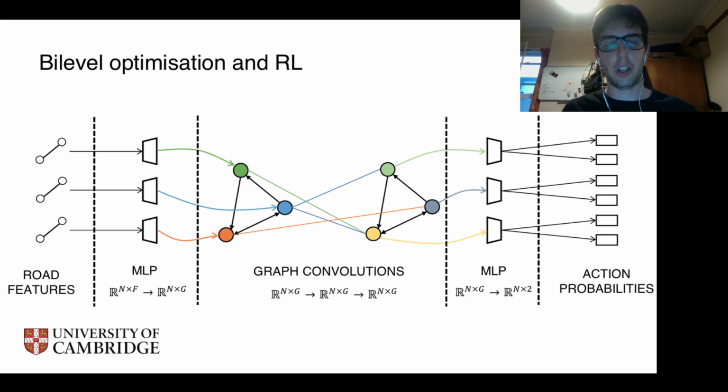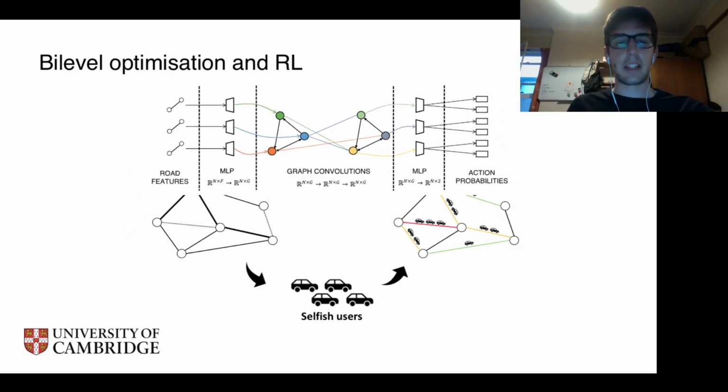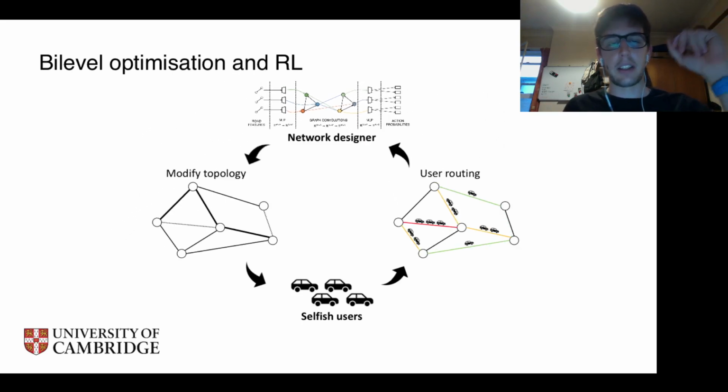So very briefly, we also tried, for the upper level designer, instead of using a genetic algorithm approach, to use a reinforcement learning agent trained with proximal policy optimization and with this architecture that I'm showing here. The agent has an action for each road that represents the probability of increasing or reducing the capacity of the given road, which is a node in the GNN. But maybe we can go into this in depth another time.